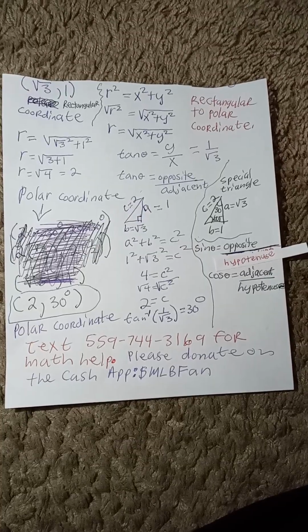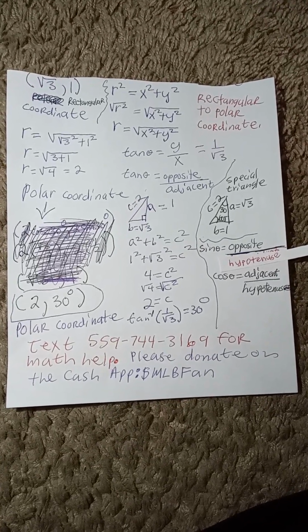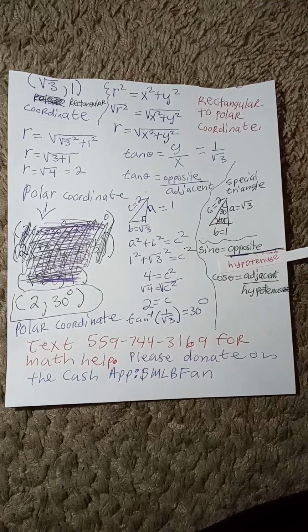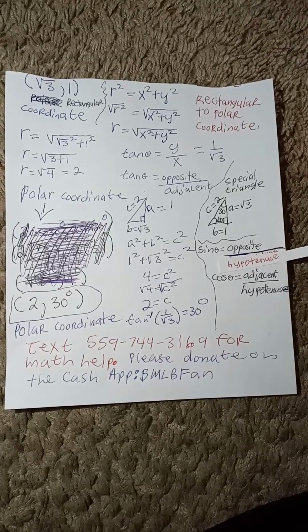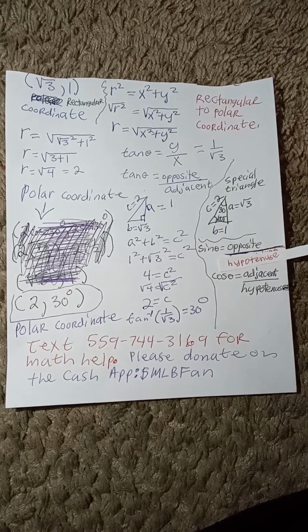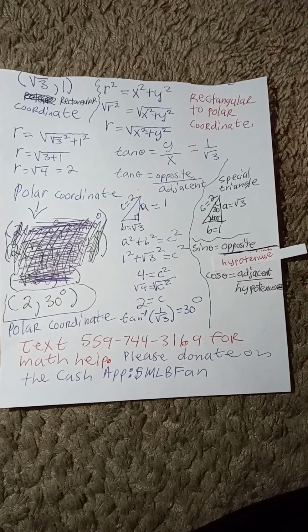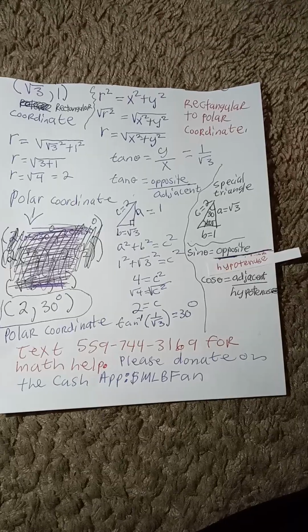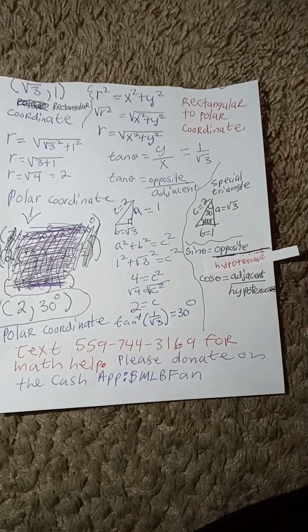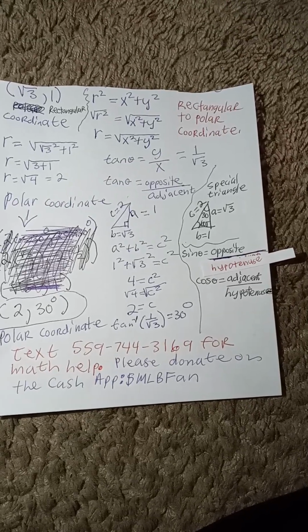So now we need to know tangent theta is equal to y divided by x, which is equal to 1 divided by the square root of 3. Tangent theta is equal to the opposite divided by the adjacent. So if we draw a triangle, the opposite side is the height, which is a, so that will equal 1, and b is the adjacent side, which will be square root of 3.